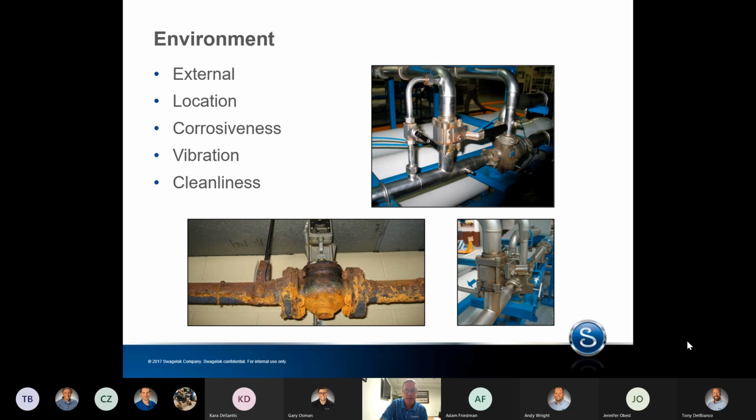Vibration should also be considered. Will it be close to a pump or compressor and exposed to high vibration?